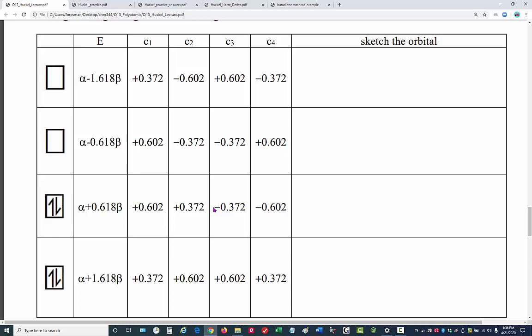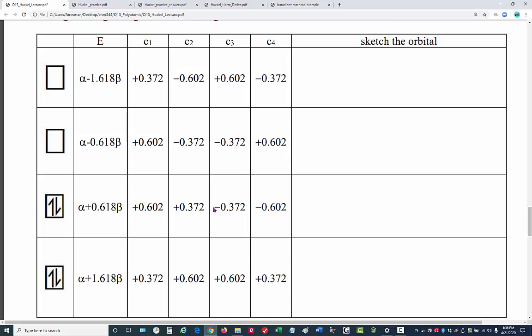The second orbital, notice how things change. First of all, the bigger ones are on the outside, smaller ones are on the inside, and they change sign here in the middle so that the ones on C1 and C2 will be lined up, and the ones on C3 and C4 will be flipped.